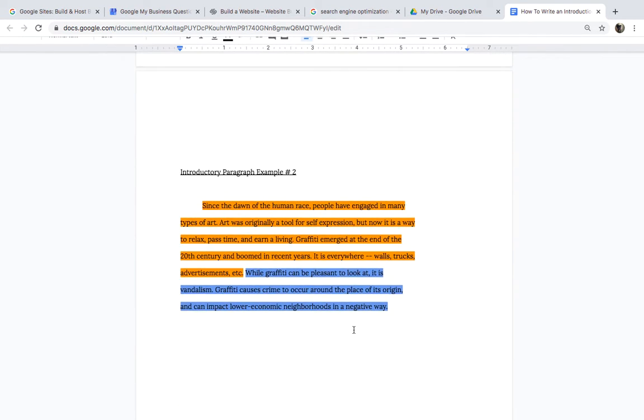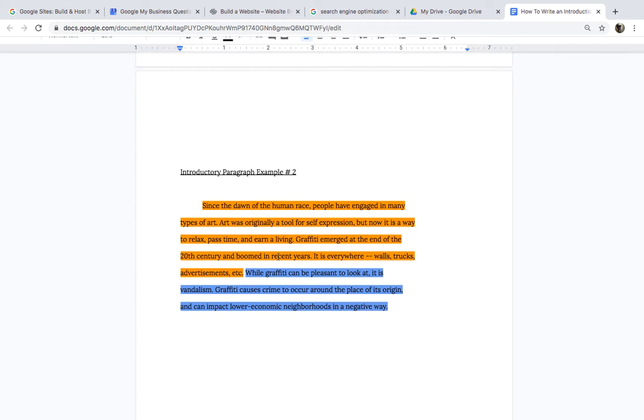Okay, here's another example. Since the dawn of the human race, people have engaged in many types of art. Art was originally a tool for self-expression, but now it is a way to relax, pass time, and earn a living. Graffiti emerged at the end of the 20th century and boomed in recent years. It is everywhere: walls, trucks, advertisements, etc. So here, the author is giving background information about art and graffiti, right? So talking about the idea, giving background information, and then moving into your position on the issue.